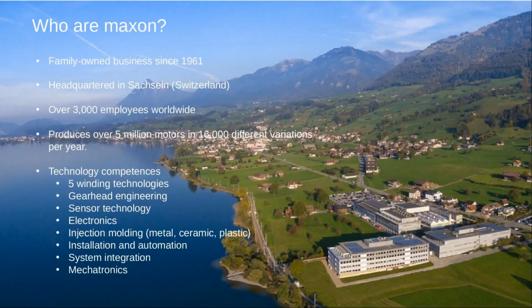A few facts and figures about Maxon. Maxon's been making motors since the early 60s, based geographically in the middle of Switzerland, and we have over 3,000 employees worldwide. Typically in a year we make over 5 million motors and 16,000 different variants. We have all the motor competencies you would expect us to have: winding technology, gearbox engineering, sensors or encoder development, electronics, and system integration. So that's just a little bit about Maxon.